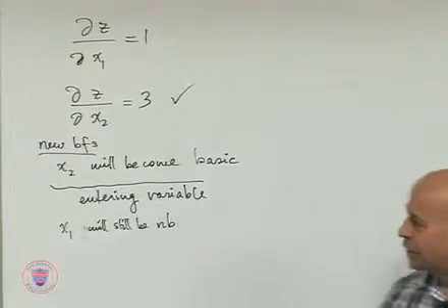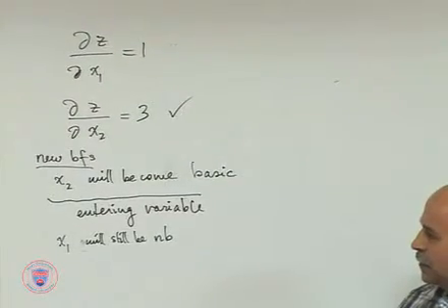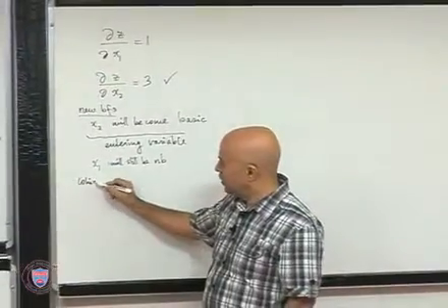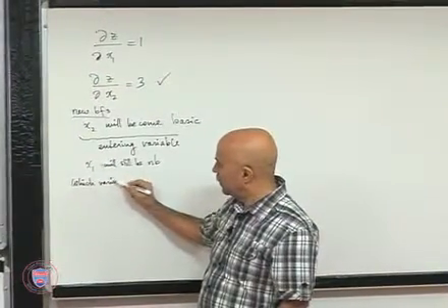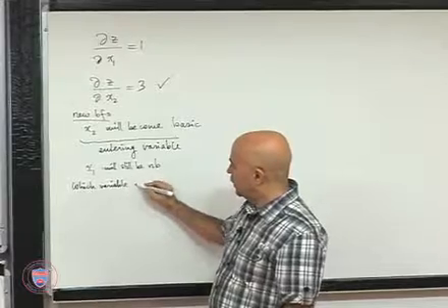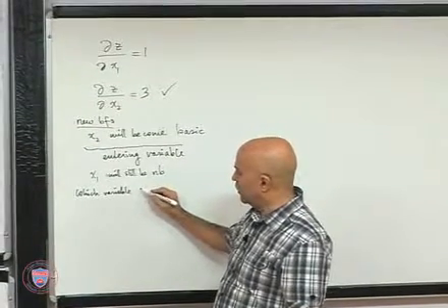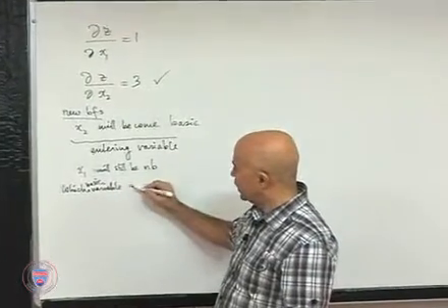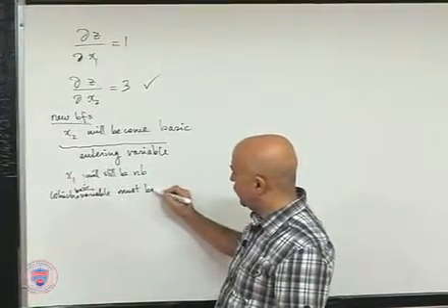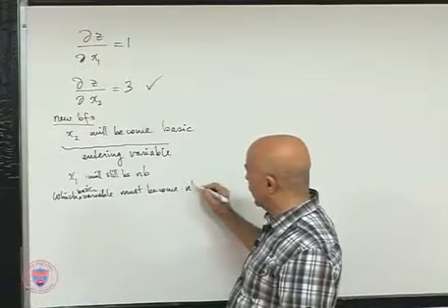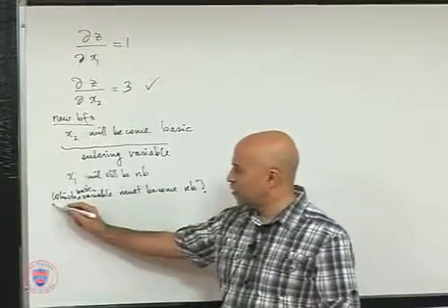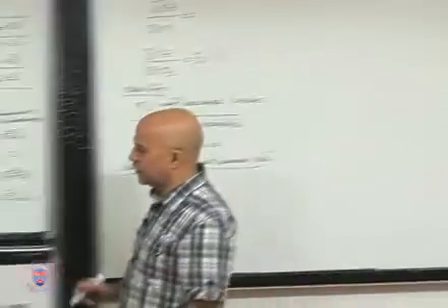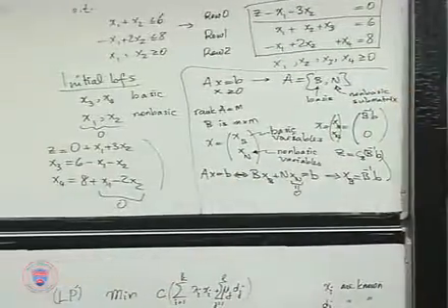i.e. 0. Okay? Which variable, which is currently basic, so which basic variable must become non-basic? Let's just ask that question and let's try to answer that, okay? And how do you answer that? You just use these equations.